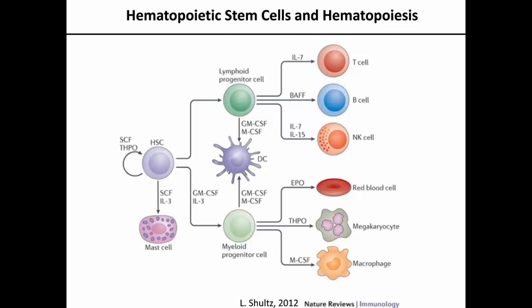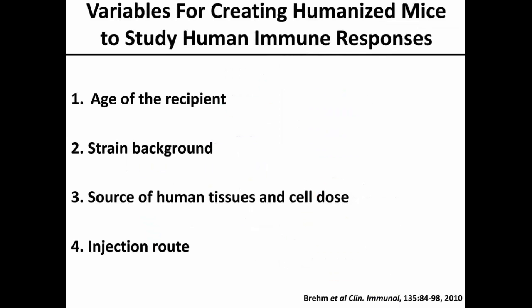So again, one of the difficulties with the Hu-SRC-SCID model is how do you actually create and generate these mouse models? There are a number of ways in which different labs do this, and a number of considerations that you need to think about when you set out to do this. The first one is the age of the recipient. Do you use newborns, young adults, adult mice? Also the strain background. We talked about this earlier, where there are a number of common gamma chain deficiency backgrounds that can be used to create humanized mice. The third is the source of human tissues and the cell dose. These hematopoietic stem cells can be derived from a variety of tissue types, as I mentioned earlier: cord blood, liver, bone marrow, mobilized peripheral blood. And then you also have to think about your injection route.